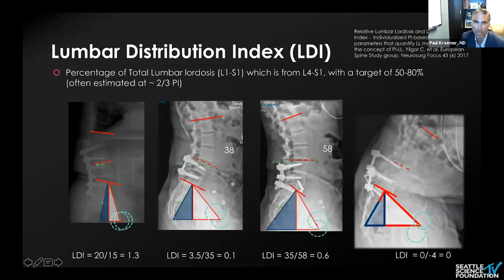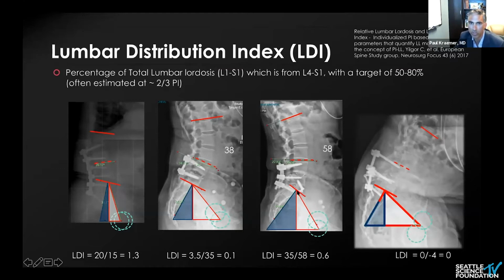And now here's lumbar distribution index, which is a little bit different. That's a ratio of how much lordosis you have, whatever that may be, from L4 to S1 versus the entirety of the lumbar spine. And this is a lady with a minimally invasive T-lift who's actually somewhat kyphotic through that and has a lumbar distribution index of 0.1. You want it to be 0.5 to 0.8.